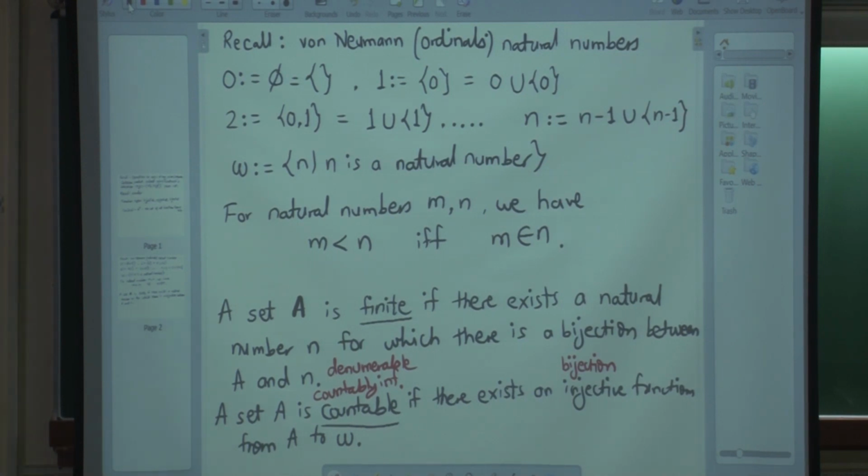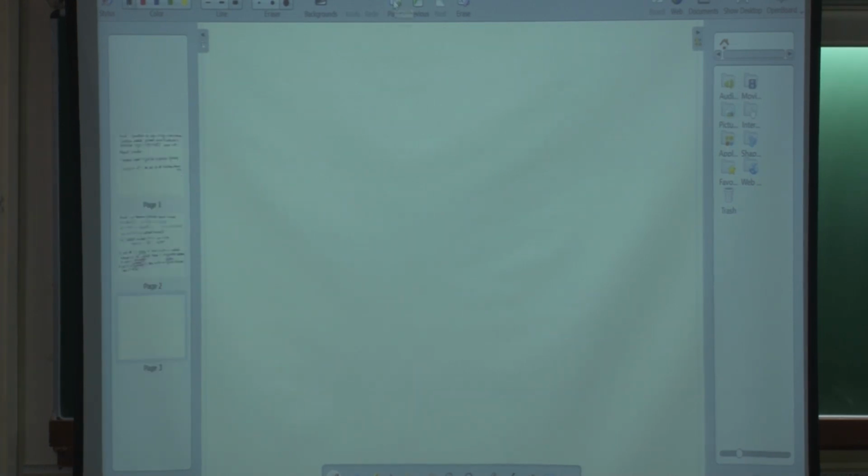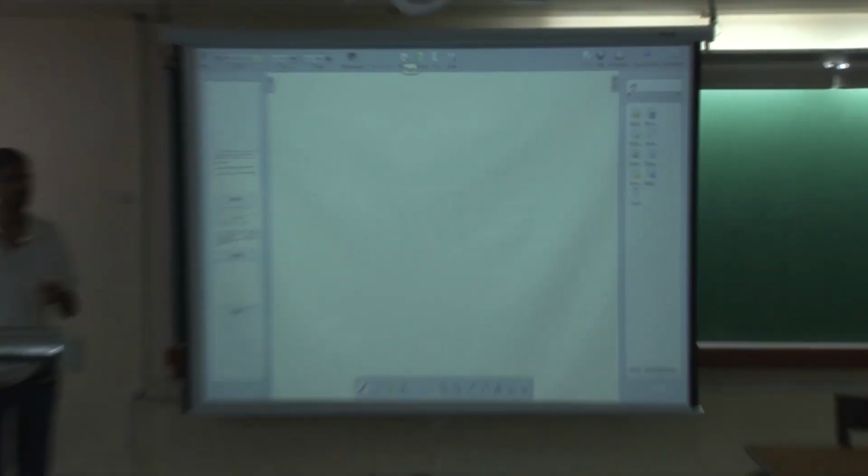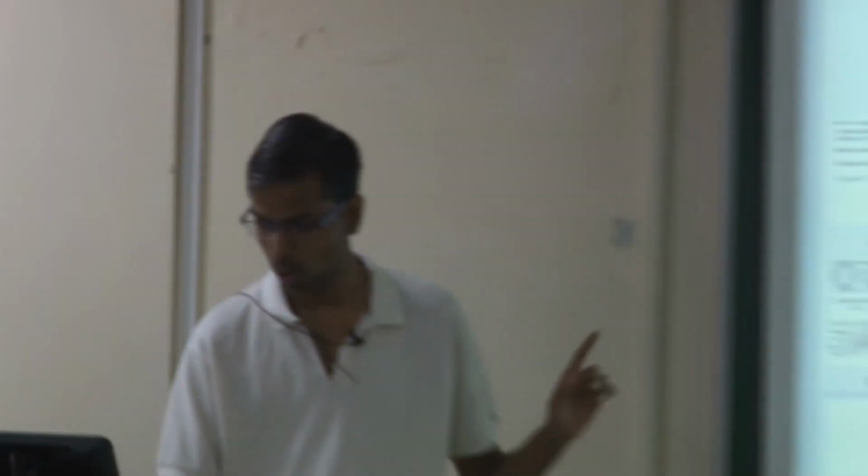So now you are ready to solve that problem on pigeonhole principle from the tutorial, because you know what is a finite set. Now this is something about bijections. We will say more about bijection in the future also. Any problem about this? Any questions? Yeah, this is standard. All of you know this.